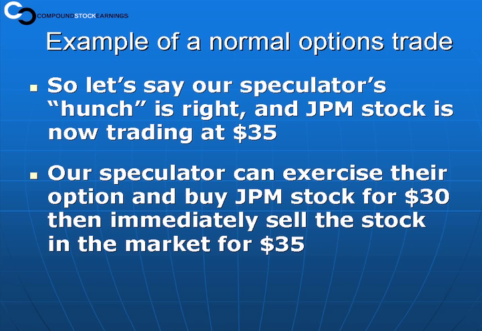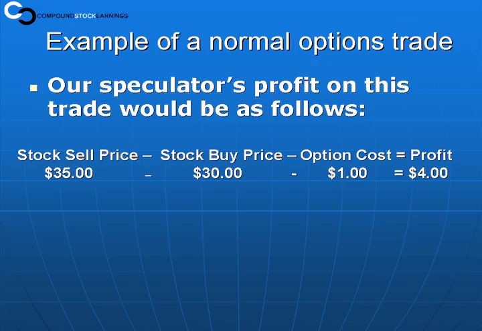The speculator can exercise their option, which they can do at any time, and buy JP Morgan stock for $30, then immediately sell the stock in the market at $35. So he's got a significant profit opportunity there, right? Yep. Speculator's profit on this trade will be as follows.